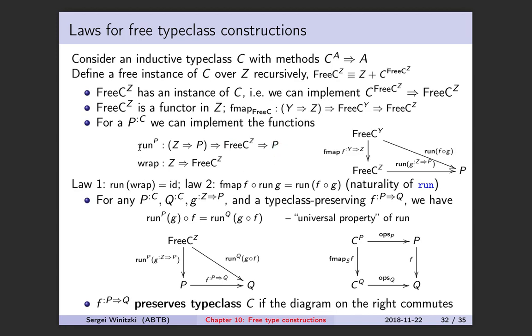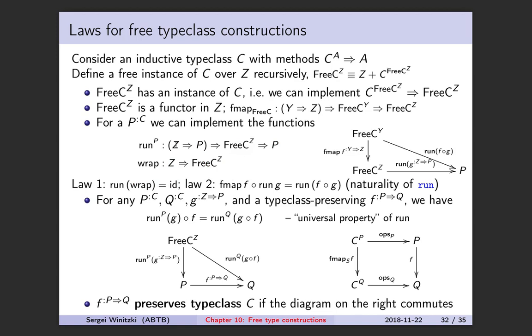These functions have certain laws. So the first law is that run over wrap is identity. So what does it mean? If you wrap a value Z and then you run it, then it's the same as if you did not wrap. So you transform Z to the same P if you first just take Z to P, or if you first wrap it and then you run it, you get the same P. So that's this law.